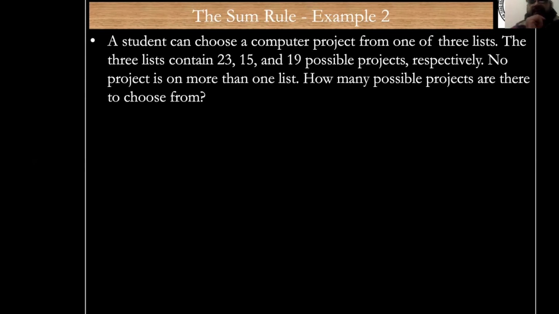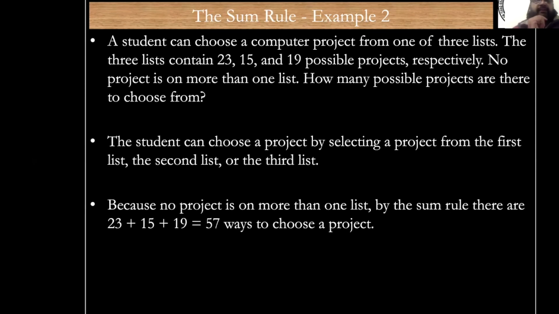The answer is simple: 23 plus 15 plus 19. The student can choose a project by selecting a project from the first list, the second list, or the third list. Again, notice it's "or." If it's "and," then it has to be a product. So if you had to choose one from the 23, one from the 15, and one from the 19, then there are 23 times 15 times 19 different options. But when he has to choose exactly one from either the 23, or the 15, or the 19, he has to choose only one. In that case, it's 23 plus 15 plus 19, which is equal to 57 ways to choose a project.